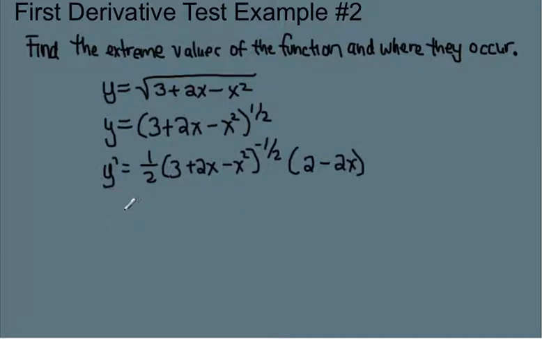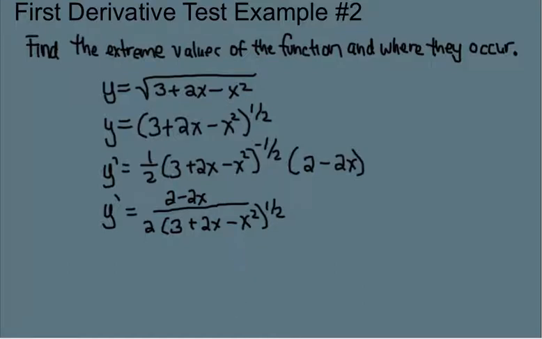So when I go to clean this up a little bit, the numerator is going to be 2 minus 2x, and the denominator I'm going to end up with 2 times 3 plus 2x minus x squared all to the positive 1/2. Now I can factor a 2 out of here and here, and I can factor a 2 out of there. So I'm left with y prime equals 1 minus x over, that 2 will go away, 3 plus 2x minus x squared all to the 1/2.